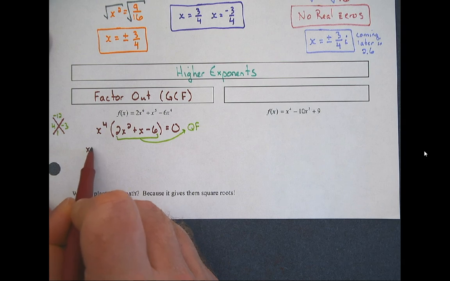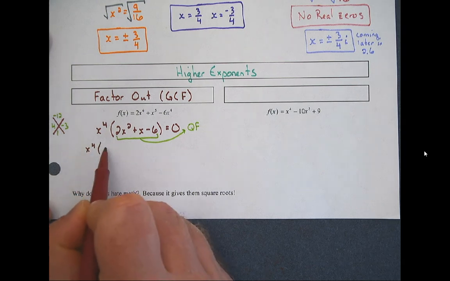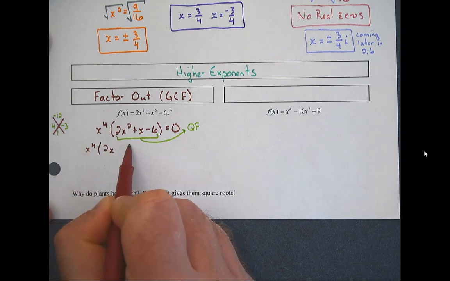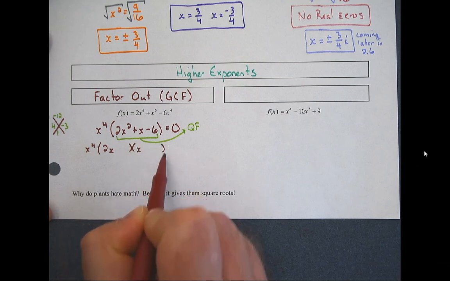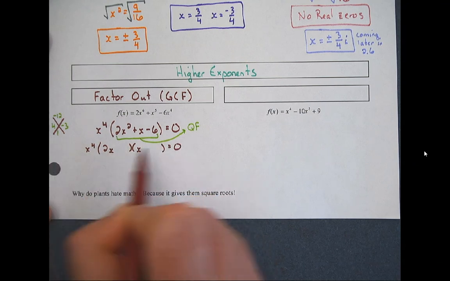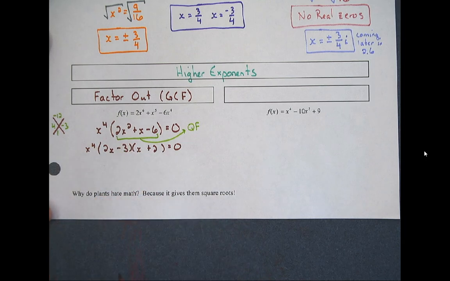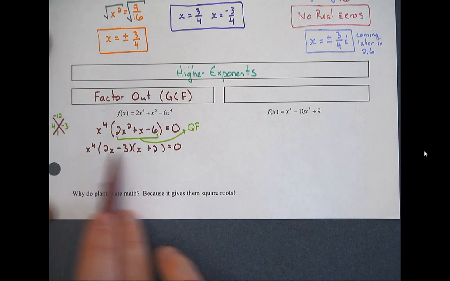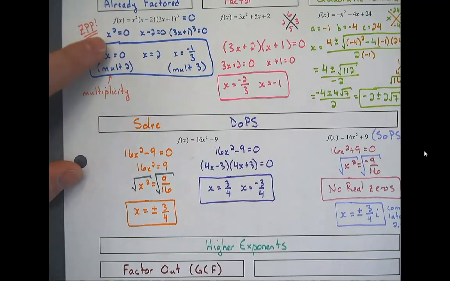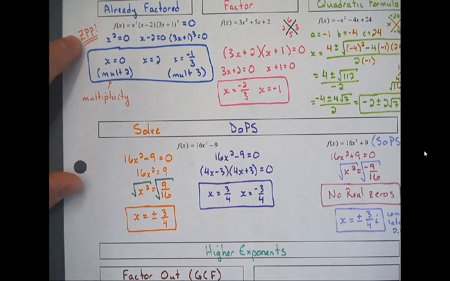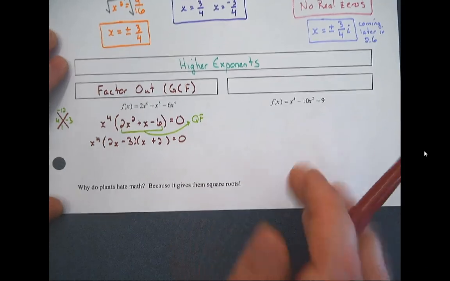So that's x to the fourth times the quantity, so that's got to be a 2 and an x. And I've got to build a 4, so this has got to be a 2, and I've got to build a negative 3, so that's got to be the negative 3. Now look, once we factor this, we're into already factored mode, which means we can just ZPP each term.